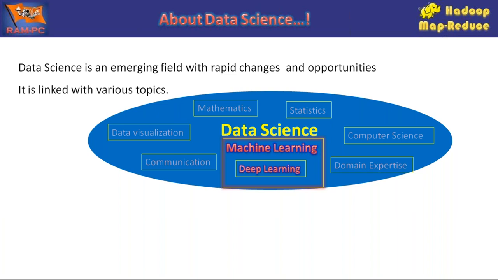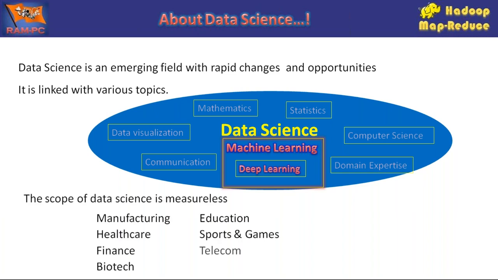If you want to become a real data scientist, a short period of time is not possible. You have to spend a minimum of 2 to 3 years on data science completely. Minimum 3 years is the minimum. How much more you spend is up to you, but there is no end to this. The scope of data science is measureless: manufacturing, healthcare, finance, biotechnology, education, telecom, sports, transport, everything. So many are there.